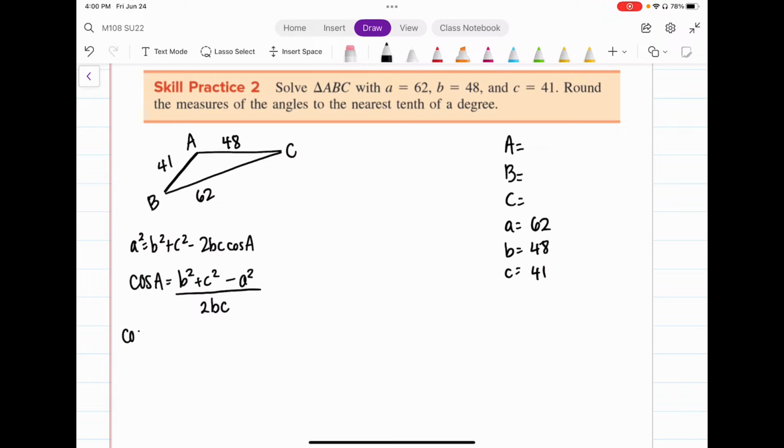So the inverse cosine of B squared, which is 48 squared, plus C squared, which is 41 squared, minus A squared, which is 62 squared, divided by 2 times B, which is 48, times C, which is 41. That's going to give us angle A, which is 87.9 degrees, rounded to the nearest tenth of a degree.